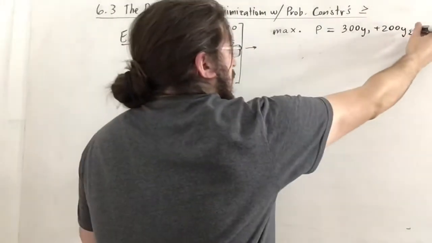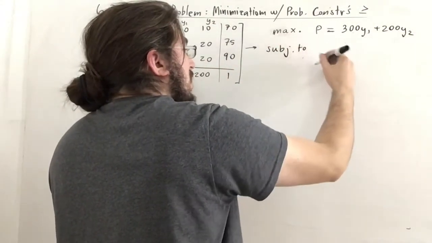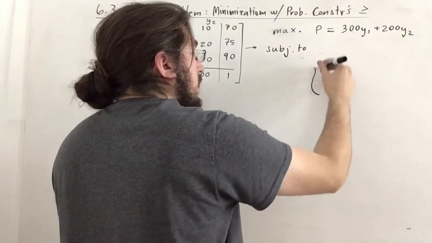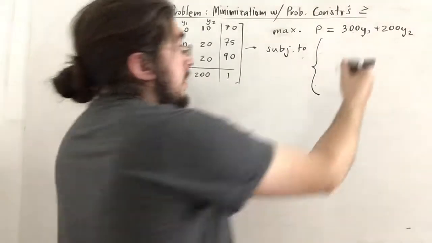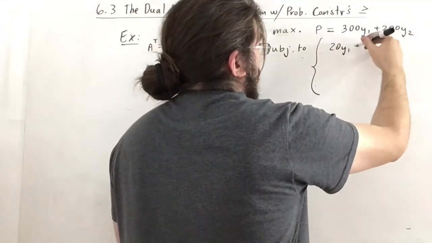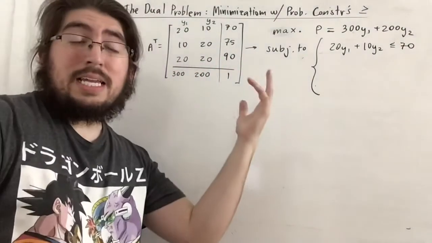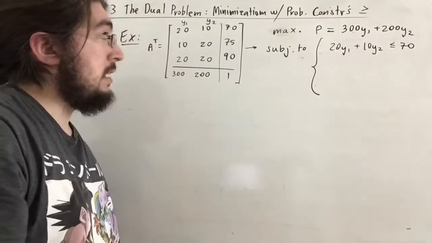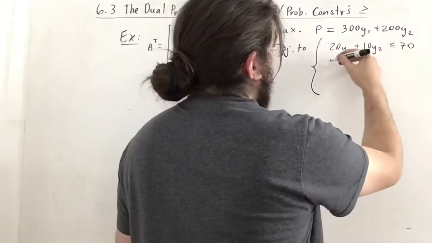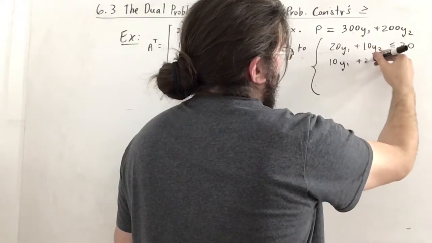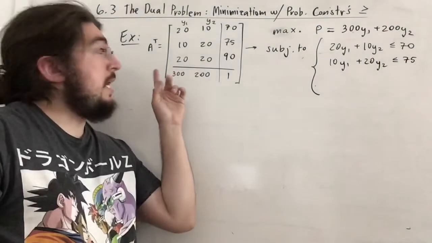Perfect. And we're maximizing this subject to what constraints? So subject to the constraints, let me make a little bit of space here. So the first one is going to be 20, 10, 70, and then it's less than now instead of greater than. Remember, the inequality symbol flips when we do this transpose. Now 10, 20, 75. Good. And finally, 20, 20, 90.